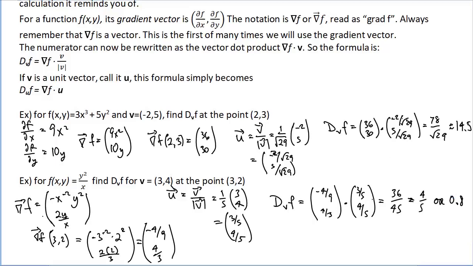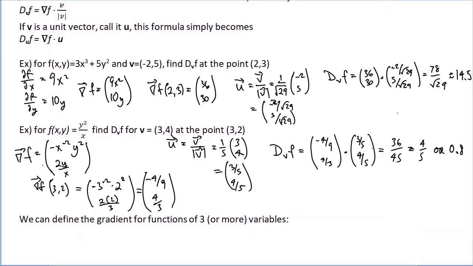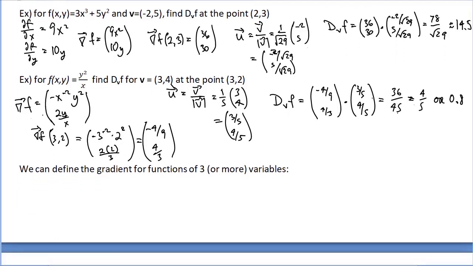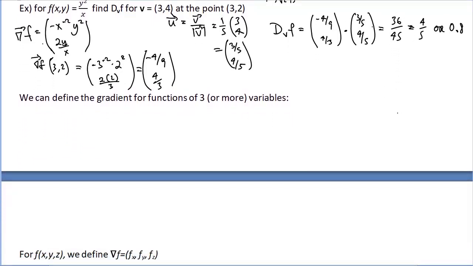So we now know how to find the directional derivative, and in the process, we defined a vector called the gradient vector. Now we specifically talked about the gradient vector for a function of two variables. So I just want to mention that we can define the gradient for functions of 3 or more variables. So if you have a function f of x, y, z, the gradient of f is just f sub x, f sub y, f sub z. And if you have 10 variables, you would define the gradient in a similar way.